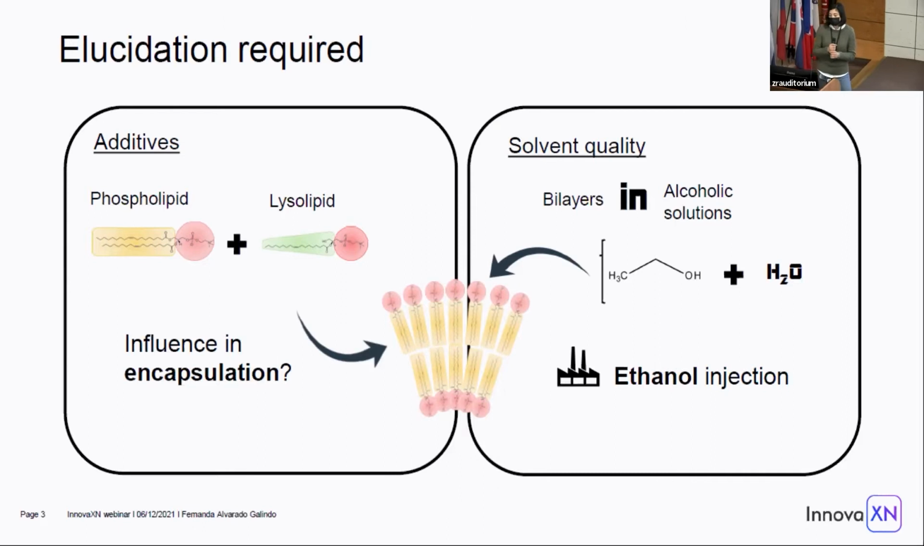On the other hand, we ask ourselves about the influence of the solvent quality. What happens to the bilayers when they are in alcoholic solutions? This is of interest because of the method of preparation in industry, where the ethanol injection method is very often used. So we do need to know what role the alcohol plays in the self-assembly.